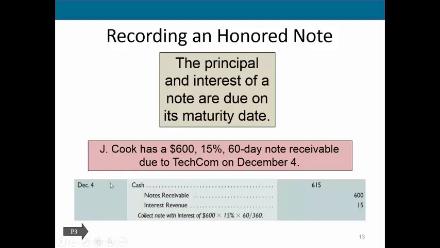So what do we get? We get cash. We need to take the note receivable off of our books, and we need to recognize interest revenue because now time has passed and we have earned revenue. So you can see here the calculation of that revenue. We're not going to go over that, but that revenue ends up being $15. The note receivable was only for $600. And then when we add the note receivable plus the revenue that we earned, they're not going to just pay us $600. They're going to pay us the full amount of $615.